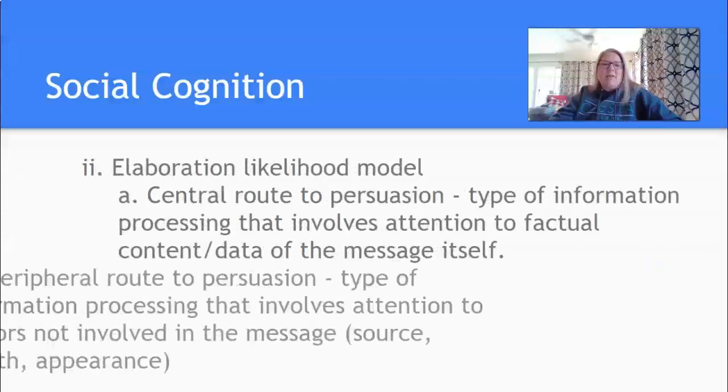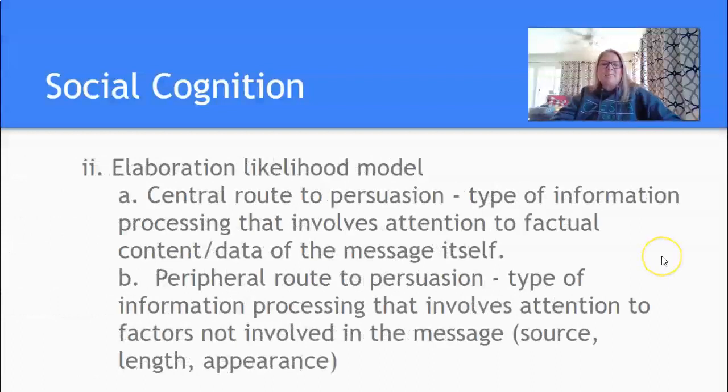Okay, there are a couple of different models or theories that go around. Remember, everybody has a theory in psychology about how we persuade people. The central route to persuasion versus the peripheral route to persuasion. The central route to persuasion is basically, give me the facts. The type of information processing that involves attention to factual content, the data of the message itself. Give me the facts. Tell me what you're trying to sell.